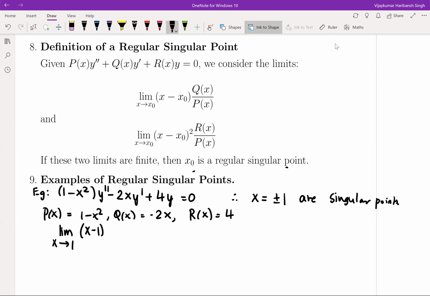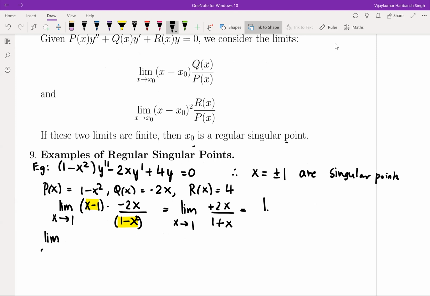So the limit as x goes to 1 of (x minus x0) times Q(x) divided by P(x), which is 1 minus x squared, is going to be the limit as x goes to 1. I cancel the factors from here and here. I get minus 2x upon (x plus 1) plus x, which is going to be, so I have 1 minus x, right? So this will become plus, and when I put x equals 1, I get 1.